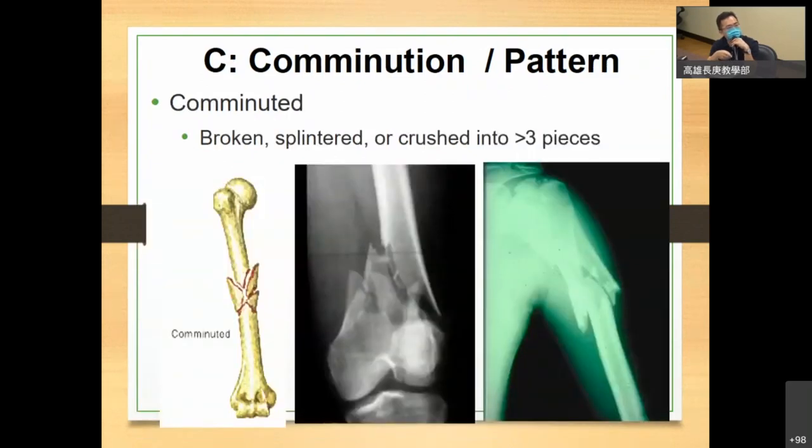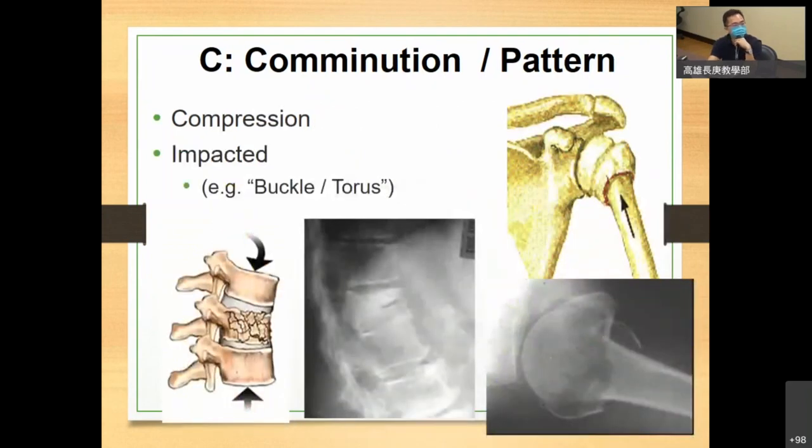Another one is the comminuted fracture. The comminuted fracture, by definition, is a broken bone crushed into more than three pieces. Like in the picture, you can see one, two, three, or more than three pieces, so we can say this is a comminuted fracture. In this picture, the fracture fragments are also more than three pieces, so we can also say this is a comminuted fracture.